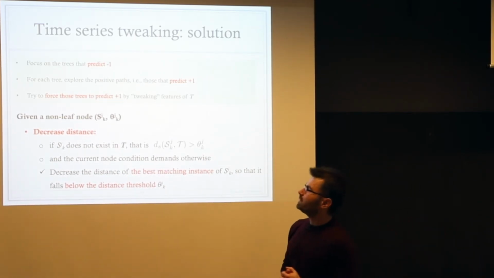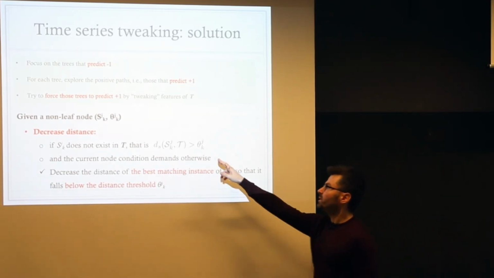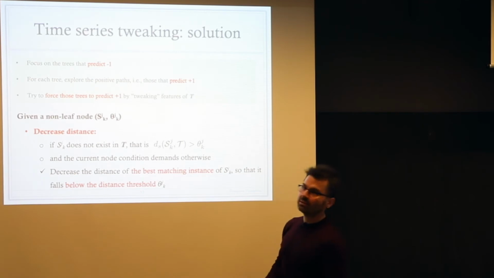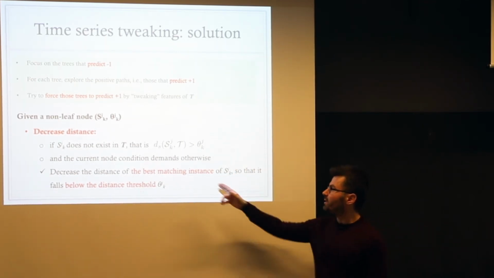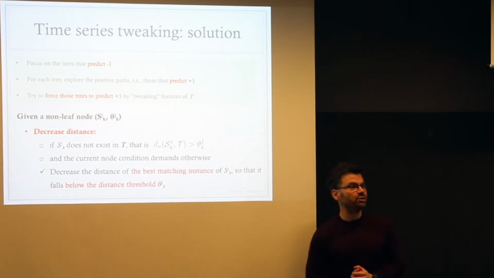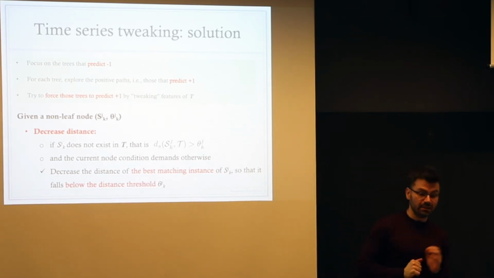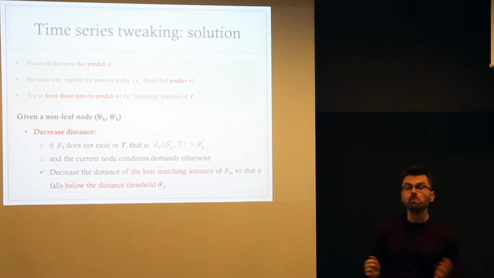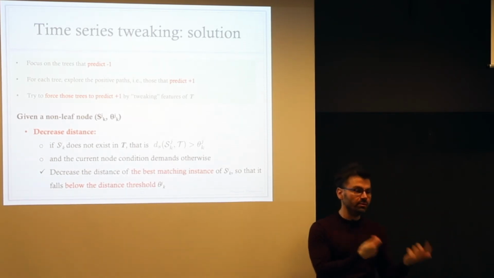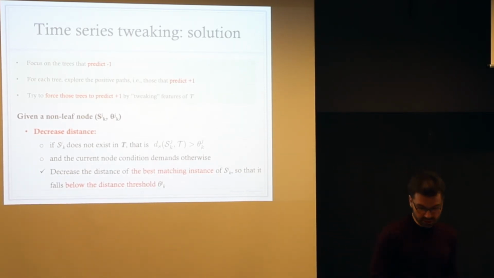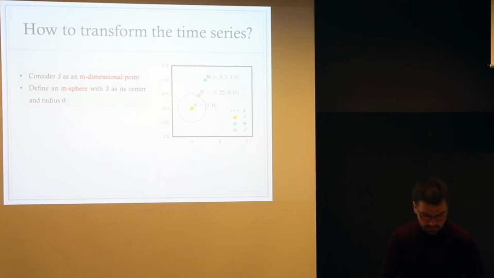So if the shapelet in the condition node does not exist in the time series, meaning the minimum distance of the shapelet to the time series is more than theta, then we find the best match of that shapelet, and we force it to be slightly below the distance threshold. And if we do that for each path, then we force the trees to change their decision. So the main question is, how do we do that? I can show it to you in a simple picture.